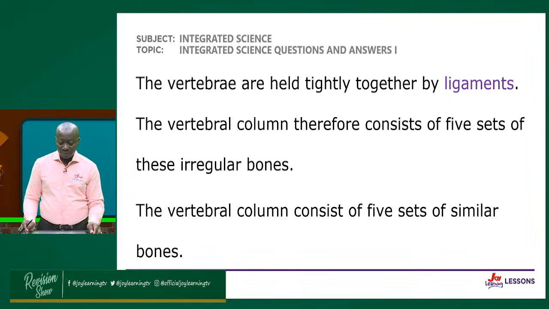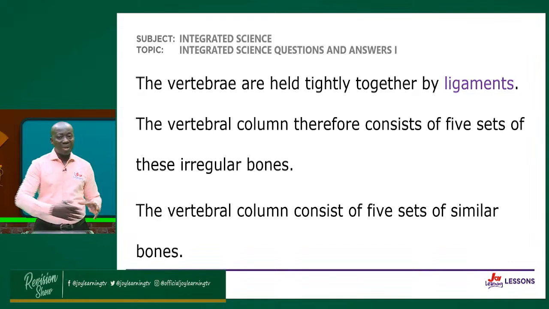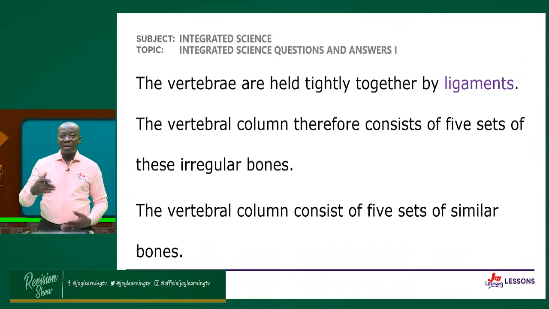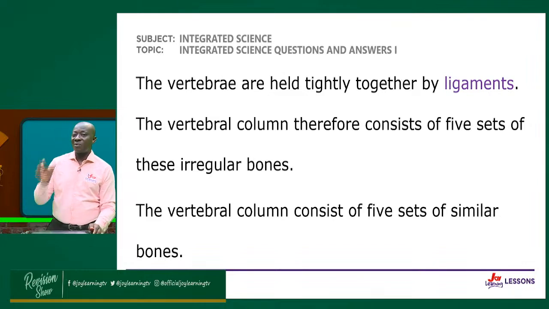Now, the vertebrae are held together tightly by ligaments. So you will not just have this bone sitting on another. There is something holding this bone to the other, and another holding the first one to the third. The vertebral column therefore consists of five sets of these irregular bones. They are similar, but if you look carefully, we can identify five regions. So the vertebral column has five regions.